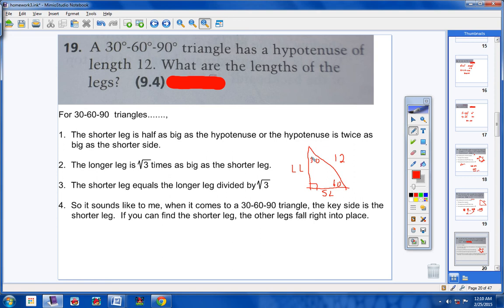This is a smaller angle, so go straight across. This has to be your smaller leg. 60 is bigger. Go straight across. This has to be your longer leg. Okay, now, having said that, let's see if we can find these.